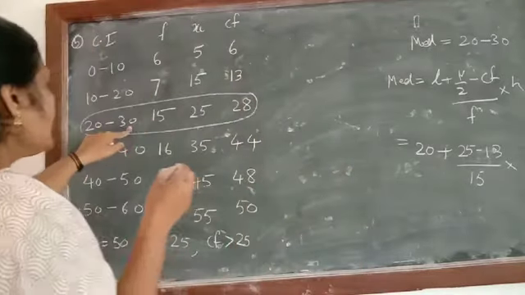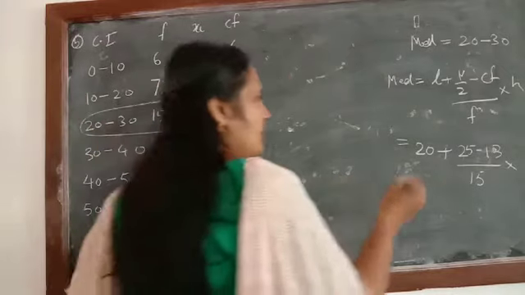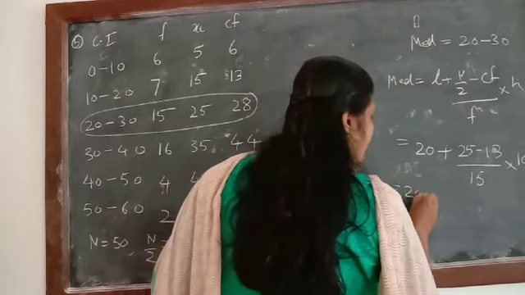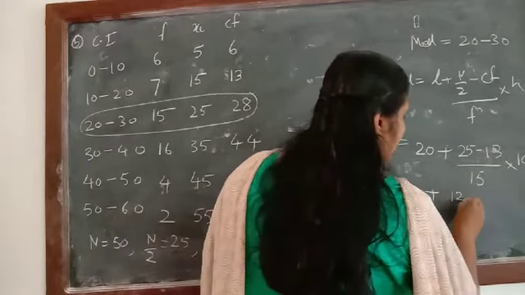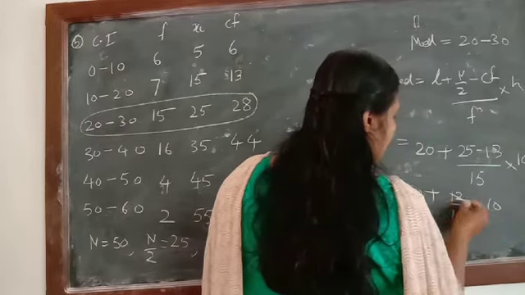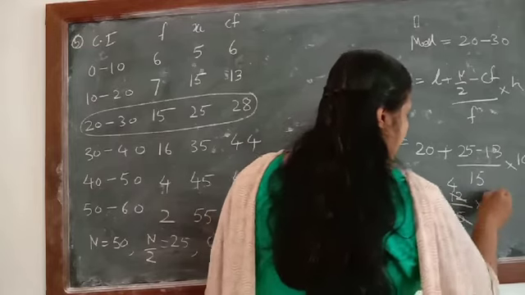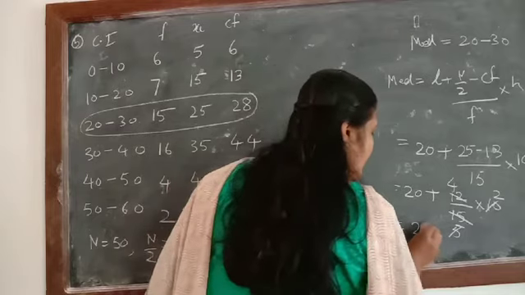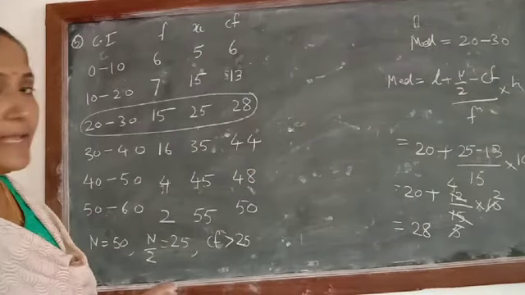How we will calculate the class size? Just subtract 30 minus 20 will be equal to 10. So value of H is 10. So we will get there 20 plus (25 minus 13, which is 12) by 15 into 10. So here we can cancel it. 3 4s are 12, 3 5s are 15, 5 2s are 10, 4 2s are 8. So we will get there 28. So we got here median is equal to 28.